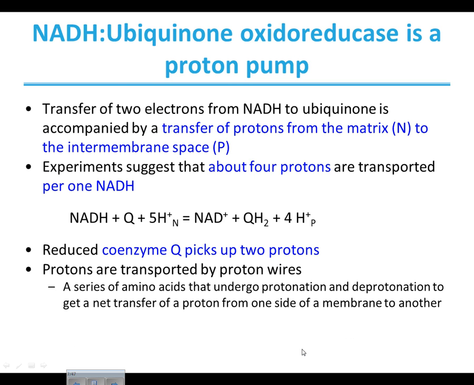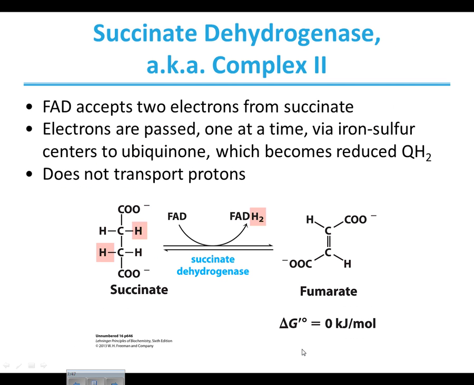Next we can look at complex 2. Complex 2 is known as succinate dehydrogenase. Again, this is the same reaction we've already seen. The enzyme is actually part of complex 2 in the electron-transport chain.